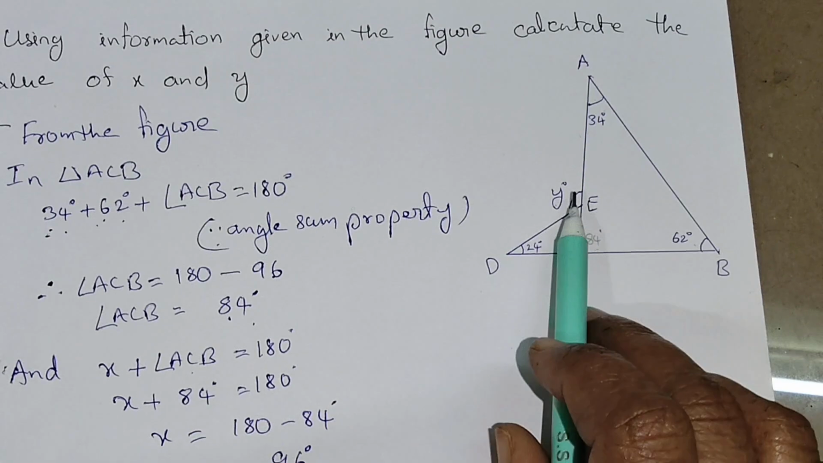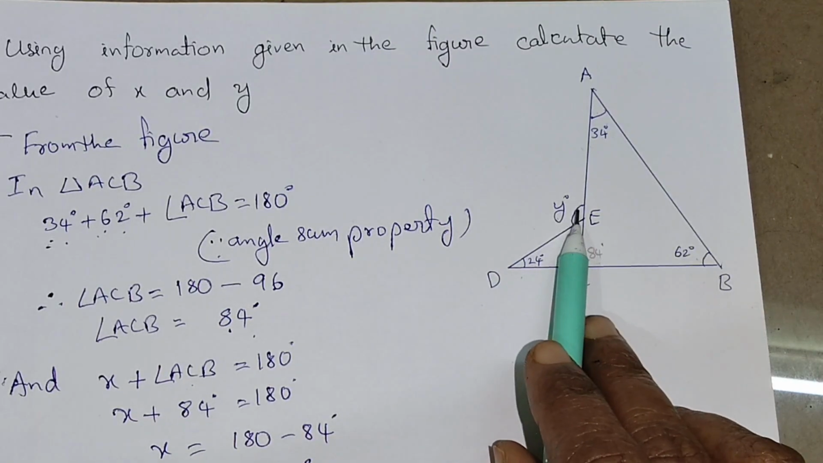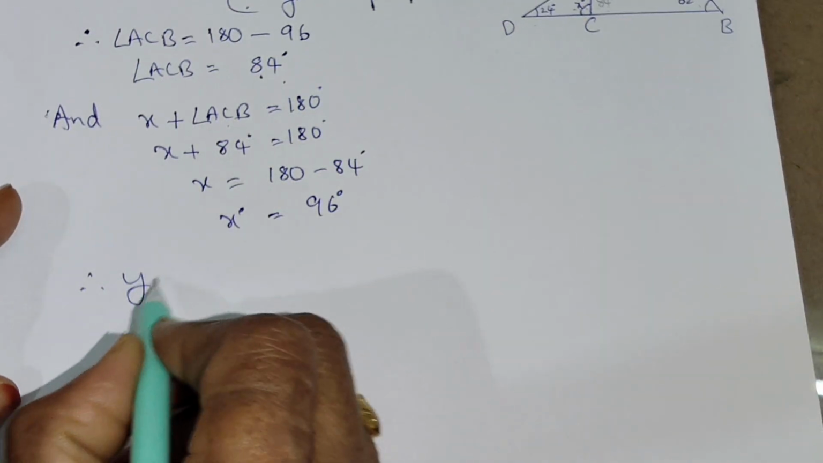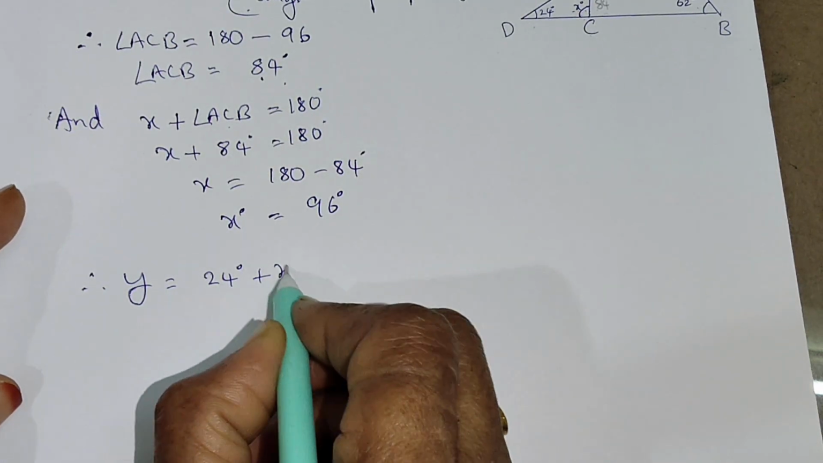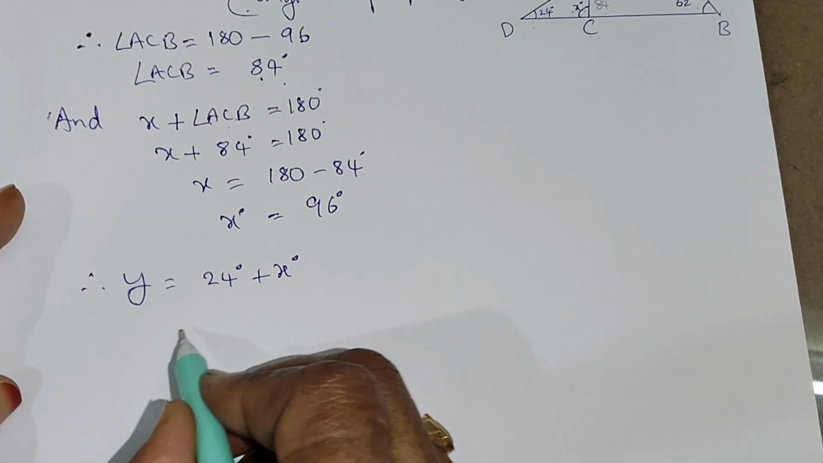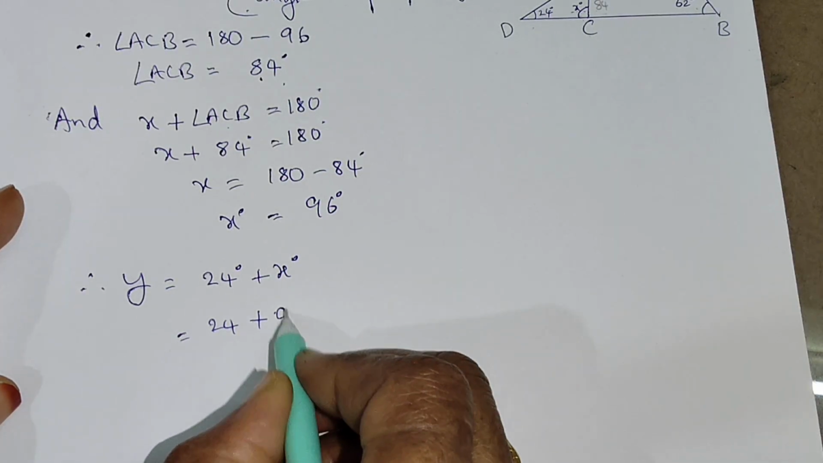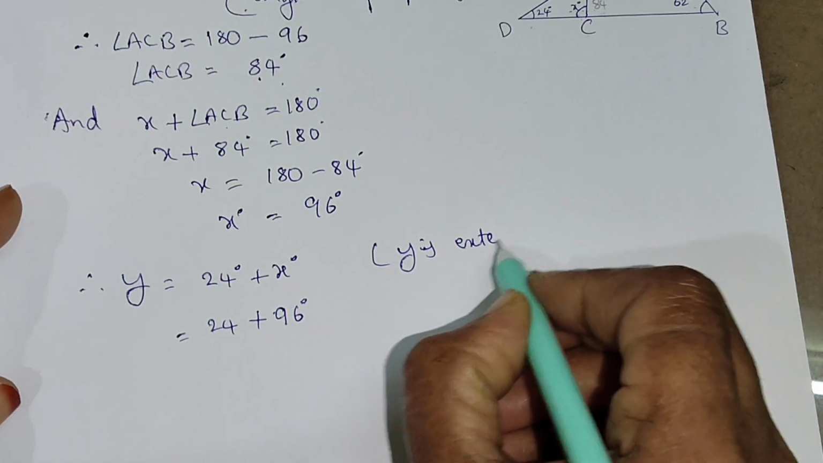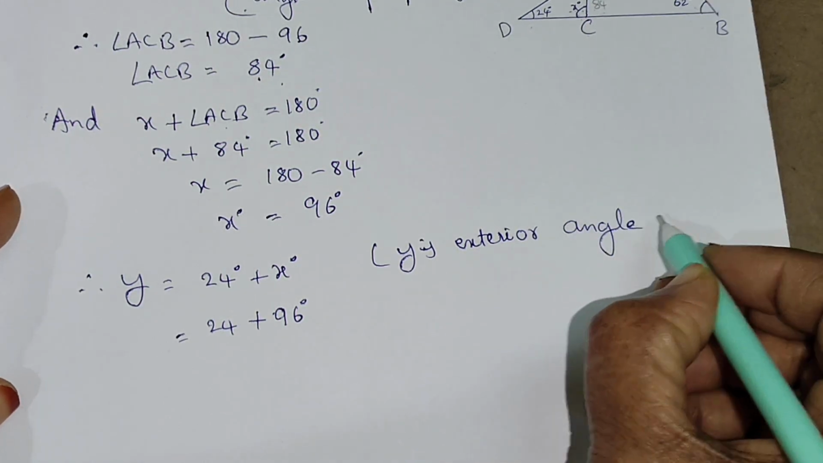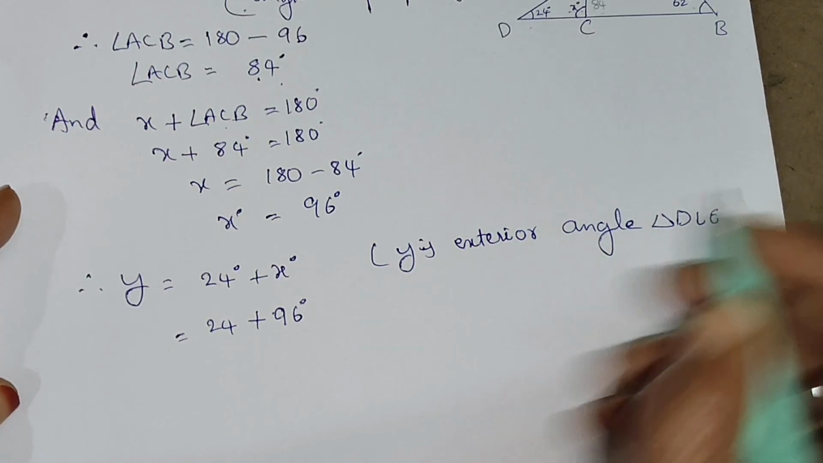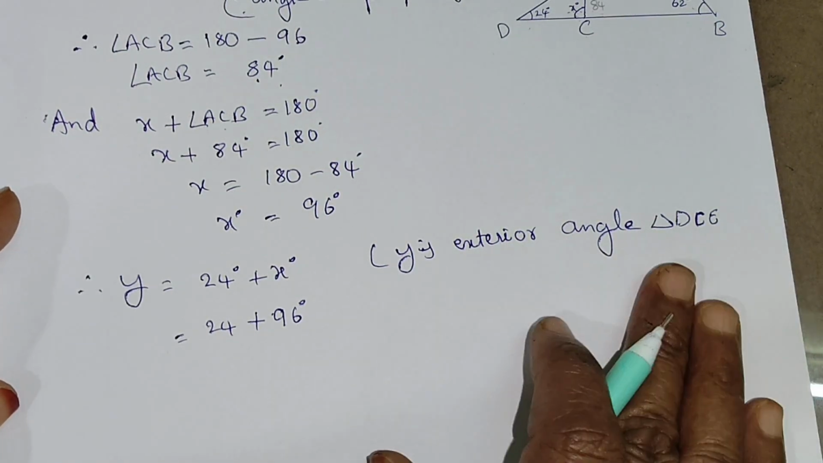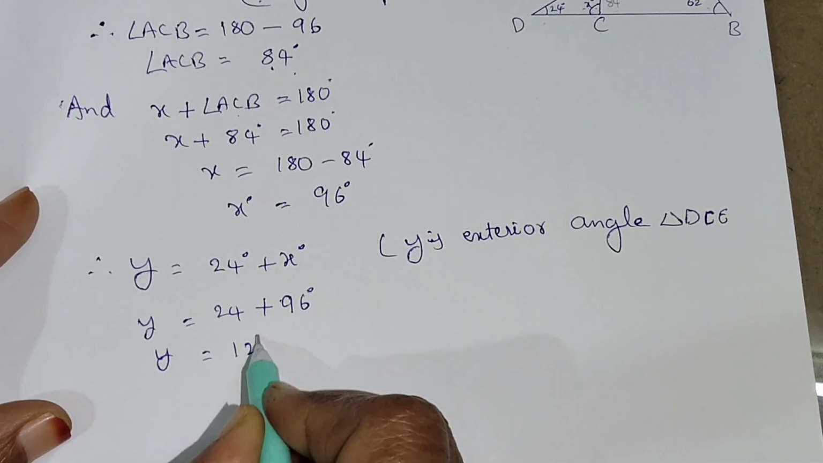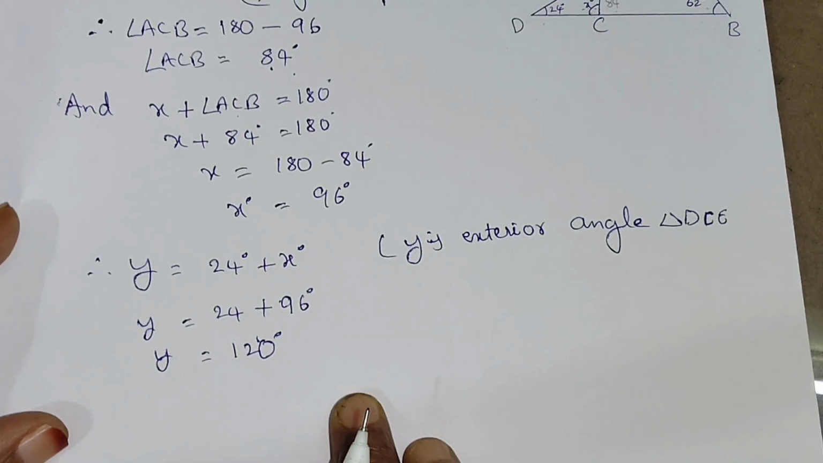Now we find the y value. These two are the interior angles. This one is the exterior angle. So y is equal to 24 degrees plus x degrees. Here x equals 96, so 24 degrees plus 96 degrees, because y is an exterior angle in triangle DCE. So 24 plus 96 equals 120. y equals 120 degrees. So y equal to 120 degrees is the answer.